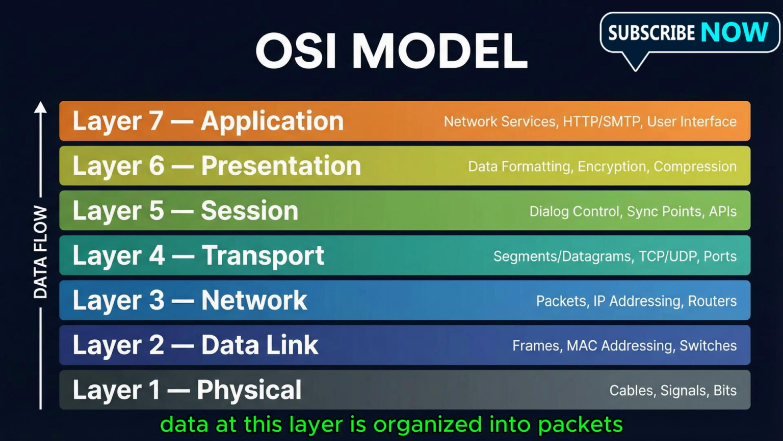Data at this layer is organized into packets. Each packet contains the source IP address, the destination IP address, and a portion of the original data. Devices that operate at Layer 3 include routers and Layer 3 switches.